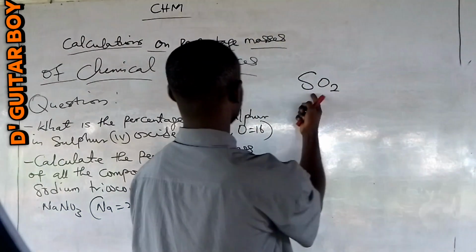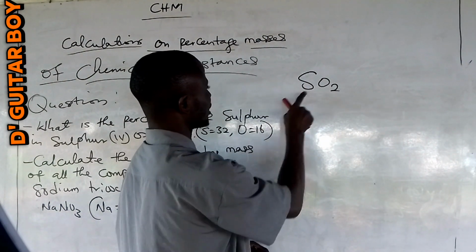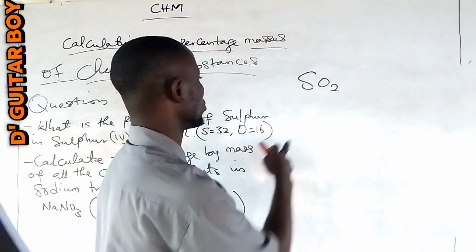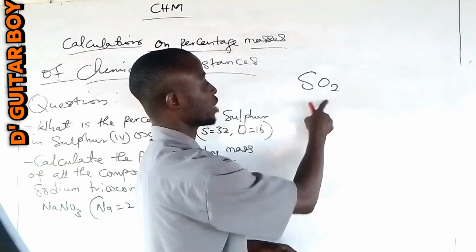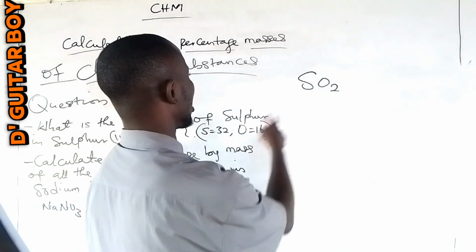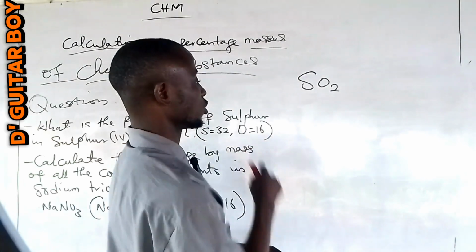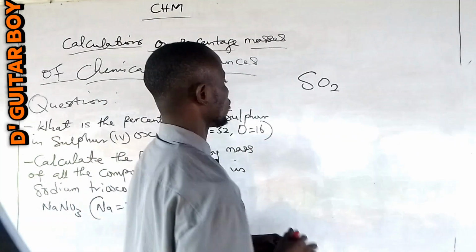So from the question, you see that the relative mass of sulfur is 32. The relative mass of oxygen is 16. However, we have 2 oxygen here. Oxygen would now be what? 32, since we have 2 here. So for 1 it is 16, that is the relative mass of oxygen.